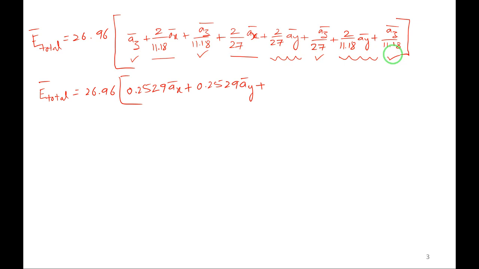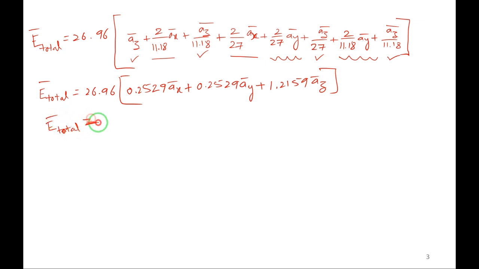AZ: that is 1 plus the second term 1 divided by 11.18, plus the third term 1 divided by 27, plus the fourth term 1 divided by 11.18. So I am getting it as 1.2159 AZ. Now multiply with 26.96 and you will get the final answer.